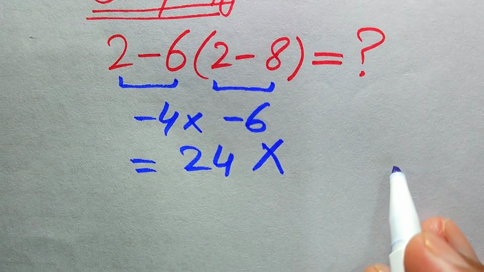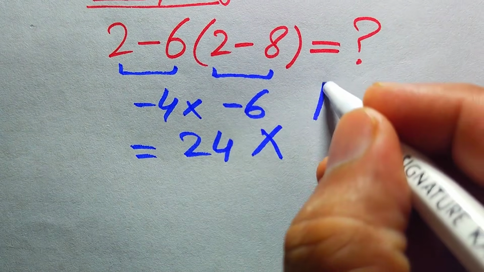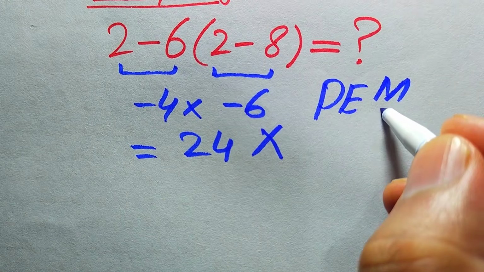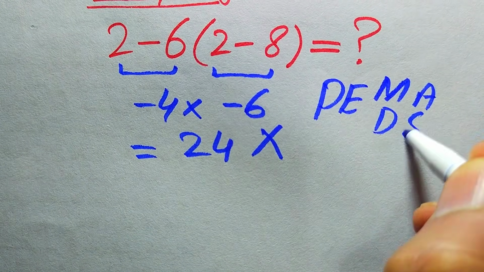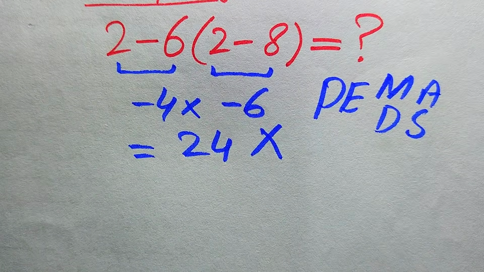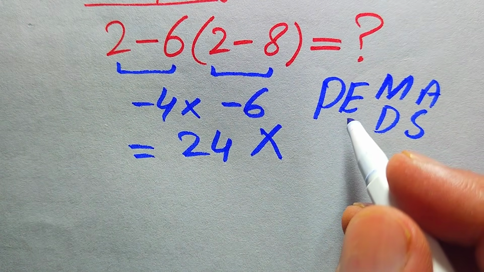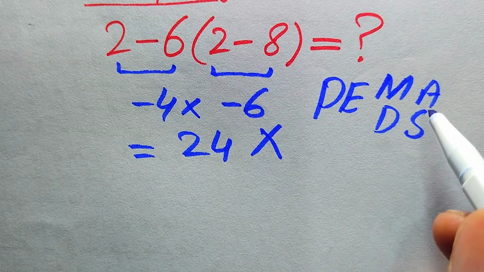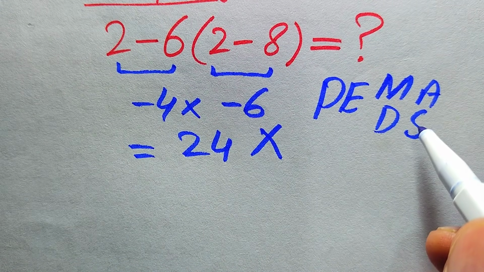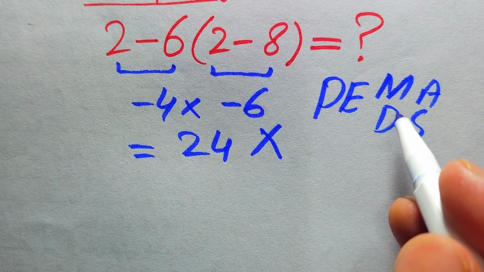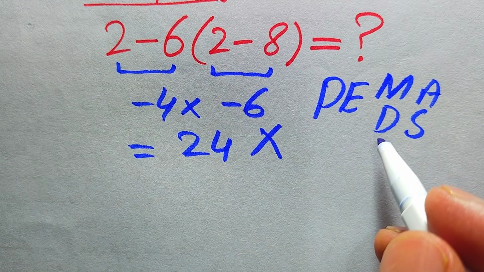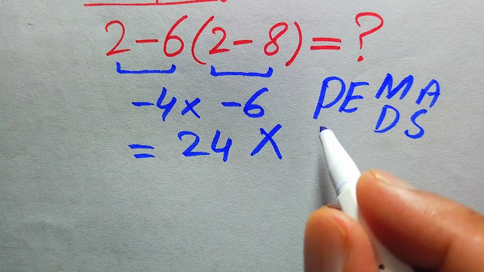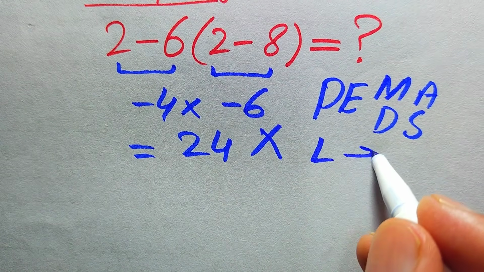In order to solve this problem, you just remember the PEMDAS rule. Here this is our PEMDAS rule. P stands for parentheses, E for exponent, M for multiplication, D for division, A for addition, and S for subtraction. You remember one thing: multiplication and division have equal priority, and addition and subtraction also have equal priority, but we do this from left side to right side.